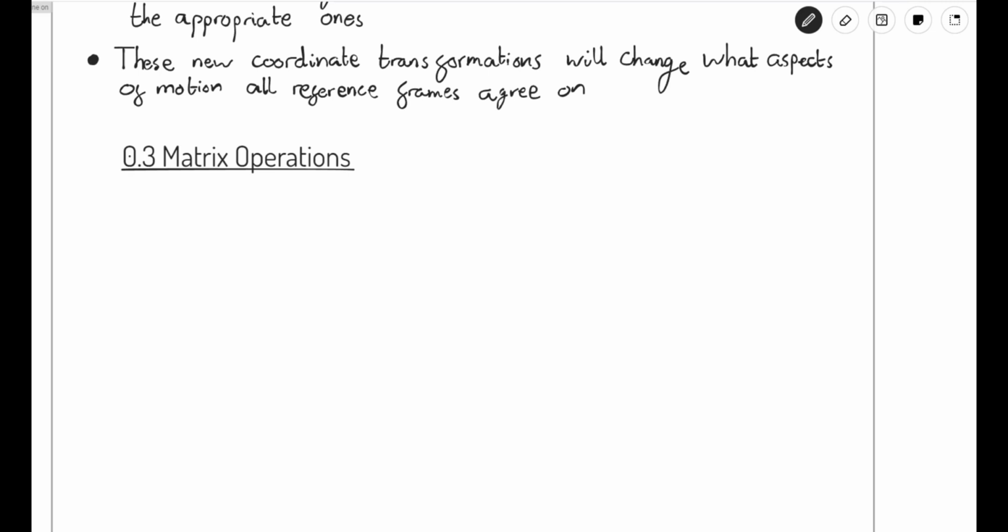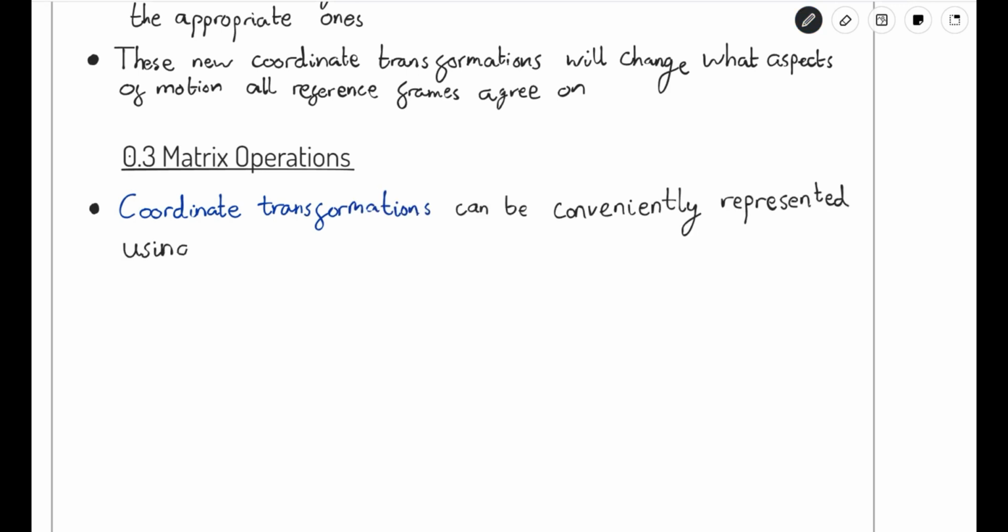In this video, we're just going to be going over the basics of matrices. Matrices are mathematical objects that are very useful for representing coordinate transformations. And if you watched the last video, you'll have seen that coordinate transformations are going to play a major part in special relativity. So it's a good idea that we have their mathematics sorted before we move on to the physics. So we want to be familiar with the mathematics of matrices because coordinate transformations can be conveniently represented using matrices. So what is a matrix?